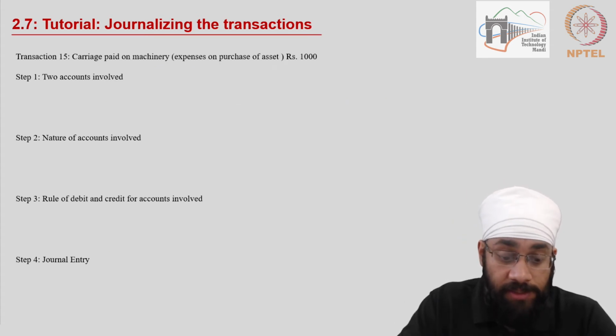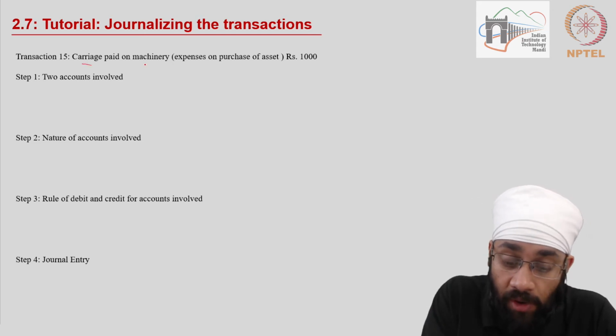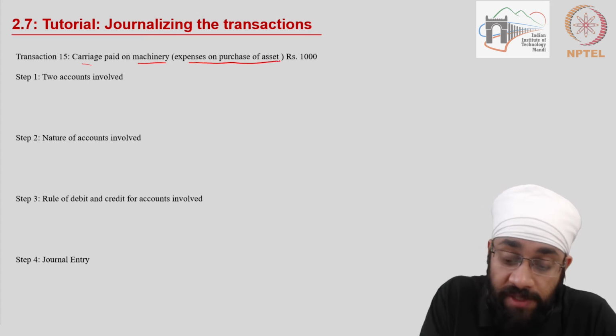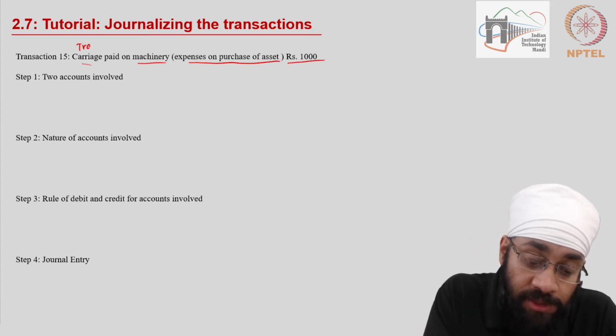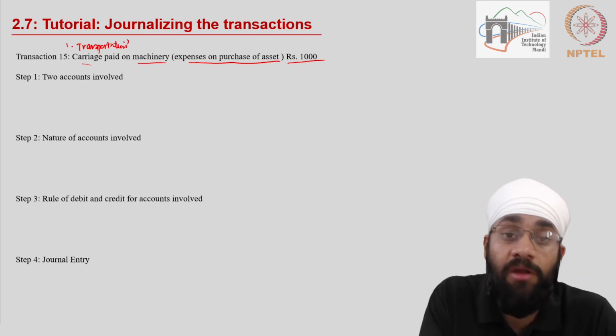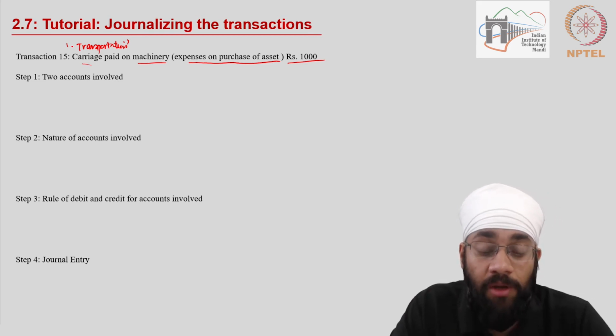All right, let's do transaction number 15. Carriage paid on machinery and expenses. This is an expense on purchase of an asset. The amount is 1,000. Carriage is simply transportation. You purchased the machinery and now you have to bring it to your site, the plant where the machinery will be operated.